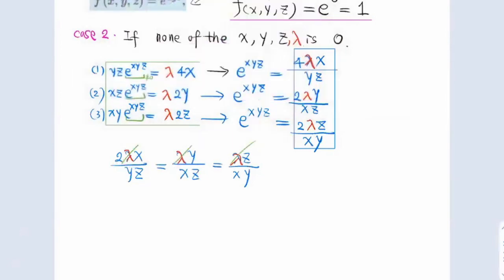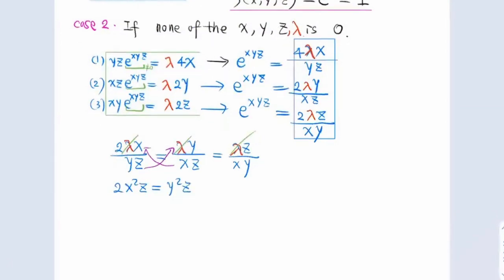Okay. So we can have this times that equal this times that. So we will have 2x squared z equal to y squared z. Actually, the z can also get canceled out, you can cancel out the z. Yeah, so then you will have 2x squared equal to y squared. Now that's for this one.